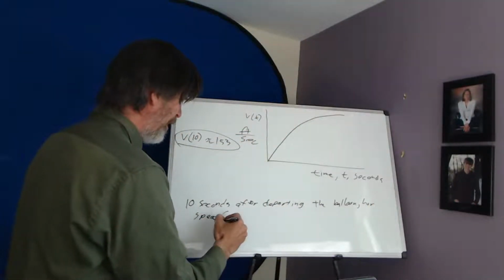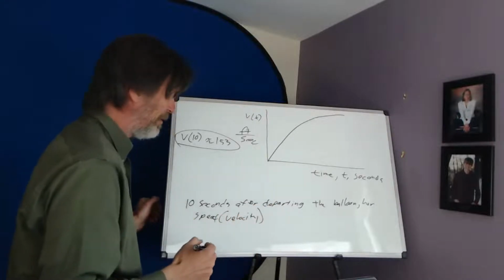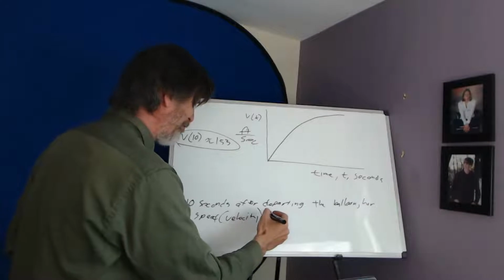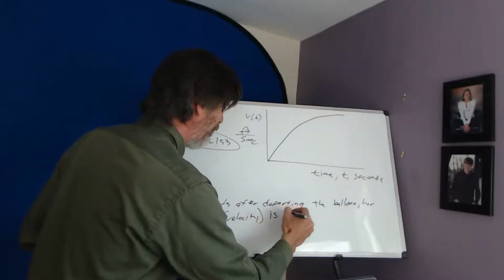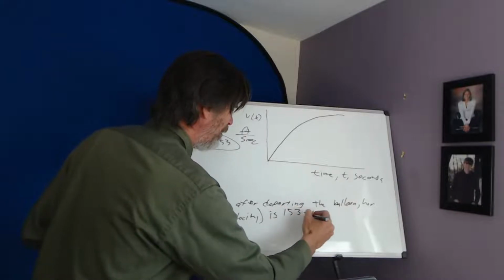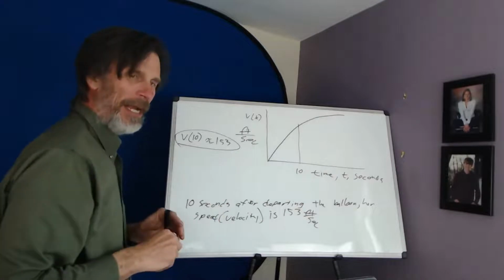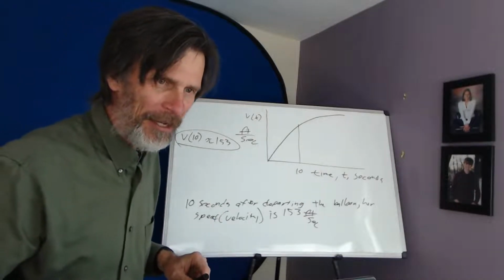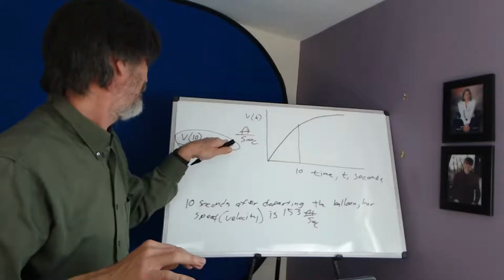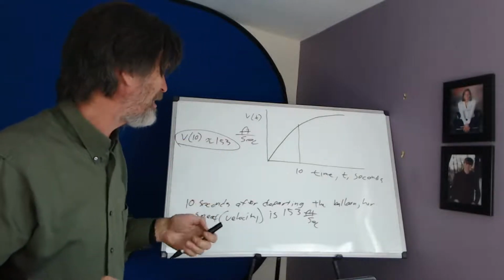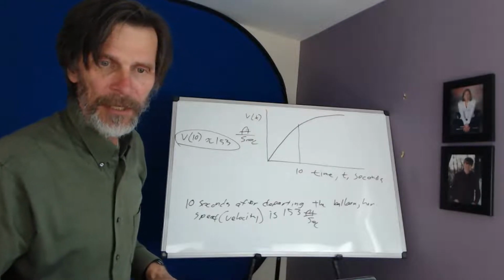Her speed or her velocity. Physics instructor would hate me now because I'm using those two interchangeably. Is 153 feet per second. In other words, when I read in 10, I get back about 153. Did someone do that calculation for me? No, not yet. So someone tell me exactly what that number is. I'm just guessing looking at the graph. Someone plug that in if you'd be so kind.